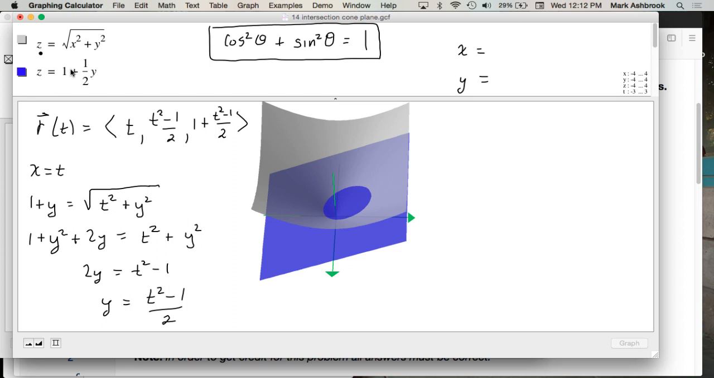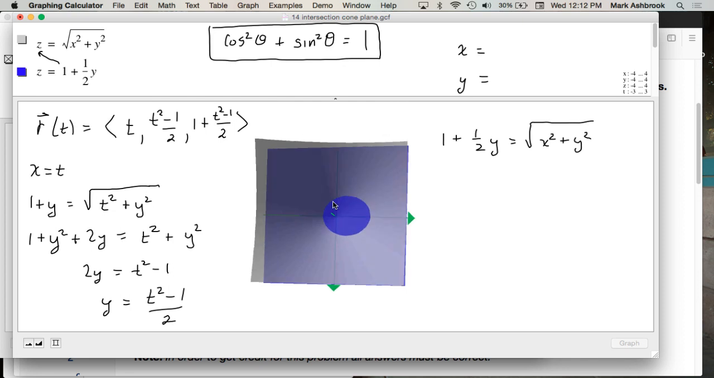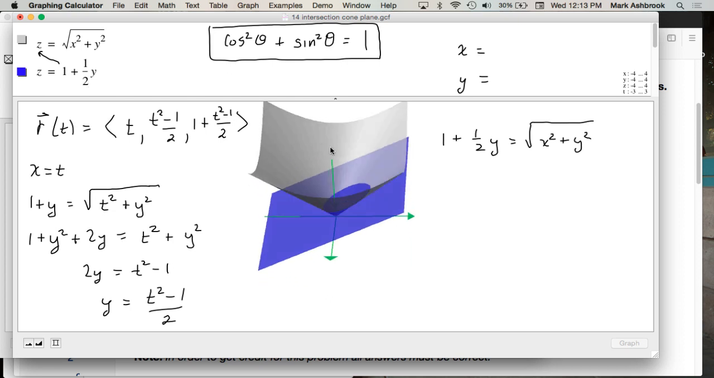So what we're going to do instead is figure out what ellipse we have. To get the ellipse we have in x and y, we eliminate z. So we have 1 plus 1/2 y equals the square root of x squared plus y squared. And that's going to be the ellipse that we see when you eliminate z, or you look down and project it into the xy plane. So we're trying to find the equation of that ellipse. And once we have it, finding the z part is easy, because it's just 1 plus 1/2 whatever the y was, right?